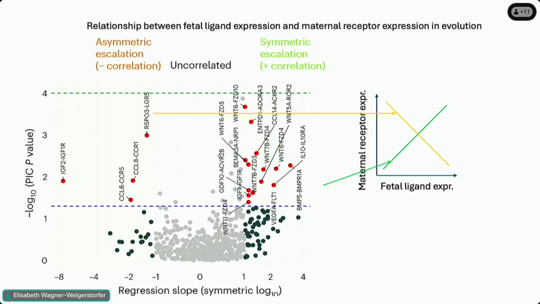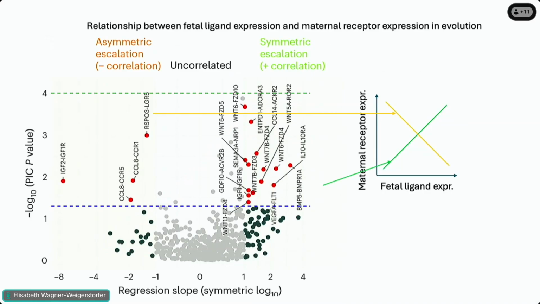Here are the results. If we look at all our data and the evolutionary changes over the time of Eutherian development, we find that by far the majority of signaling connections actually evolve in the way you would expect for cooperation.